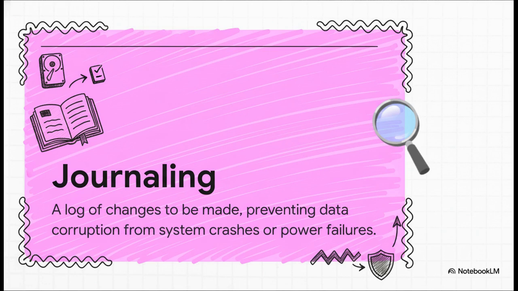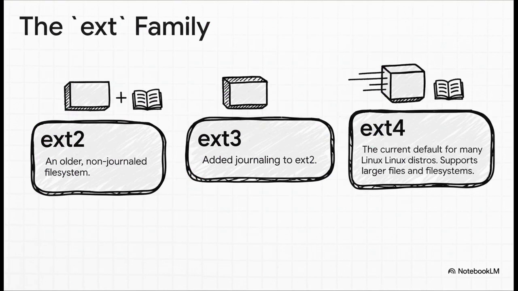It's an absolutely critical feature for preventing data corruption. Now, the original Linux file system family is ext, which stands for Extended File System. It started with ext2, which was solid, but it didn't have journaling. Then came ext3, which was basically ext2 with journaling added on top. And that brings us to today in ext4, which is the default for a ton of Linux distributions. It's fast, it's reliable, and it can handle gigantic files and file systems.